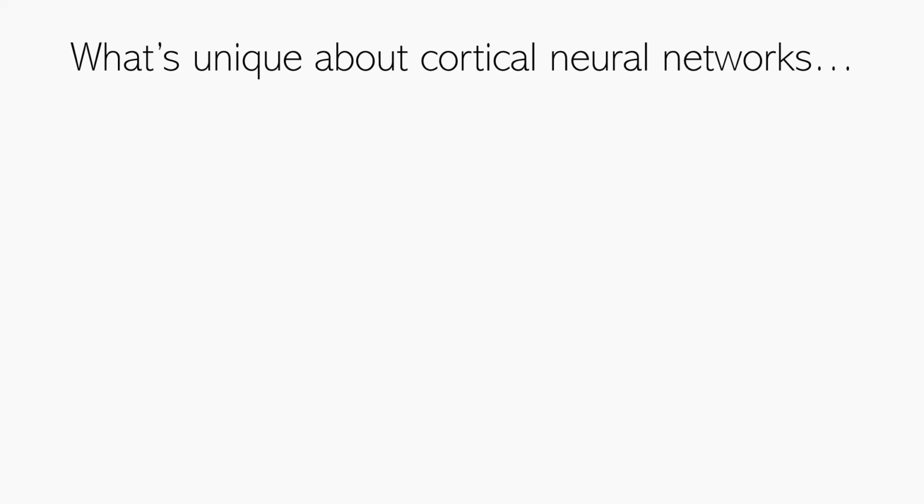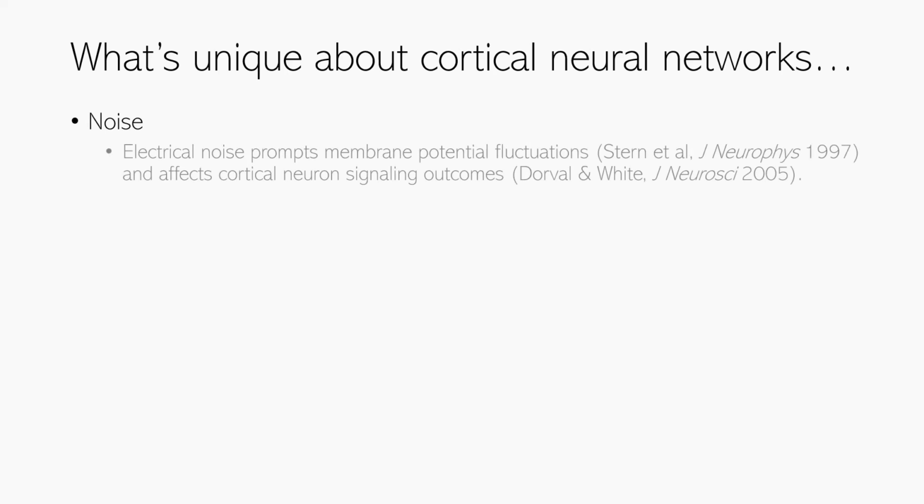So what's unique about cortical neural networks? First, they're noisy. Random electrical noise prompts membrane potential fluctuations in cortical neurons and actually affects cortical neuron signaling outcomes. That is not true in spinal reflex circuits or peripheral sensory neurons. These cells have deterministic outcomes, which are robust to noise.